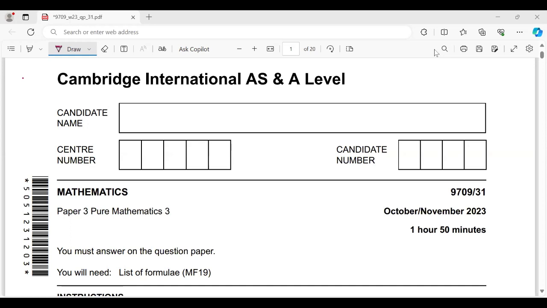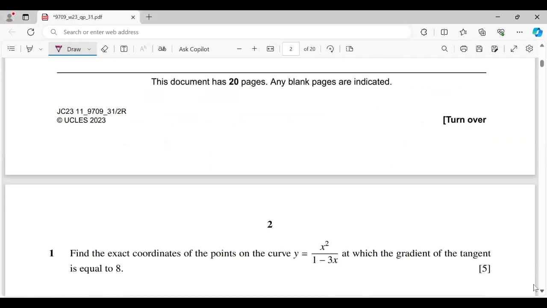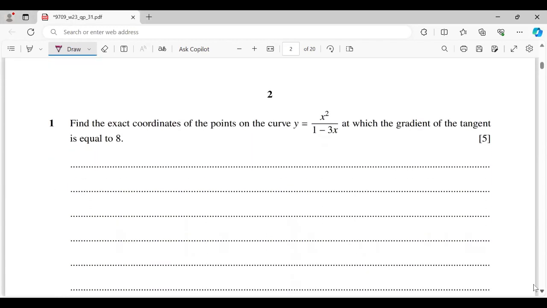In this video, I'm going to explain how we solve a past paper, Cambridge International AS and A Level Mathematics, Paper 3, Pure Mathematics 3, number 970931, October-November 2023. Let's start. Number 1, find the exact coordinates.